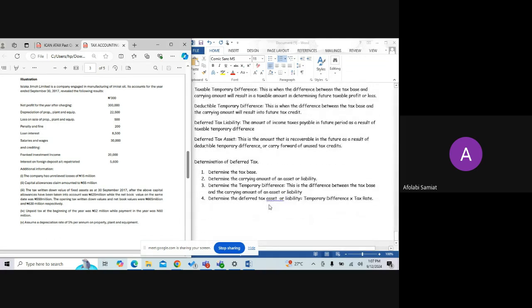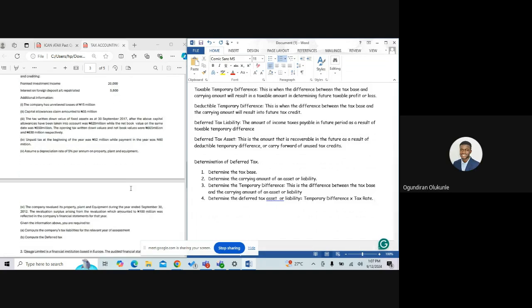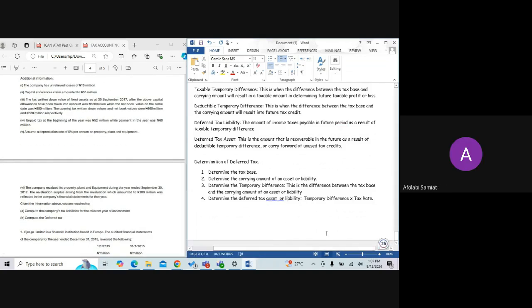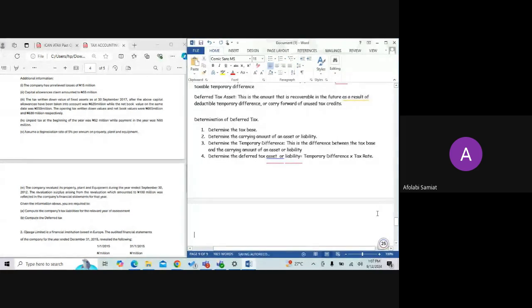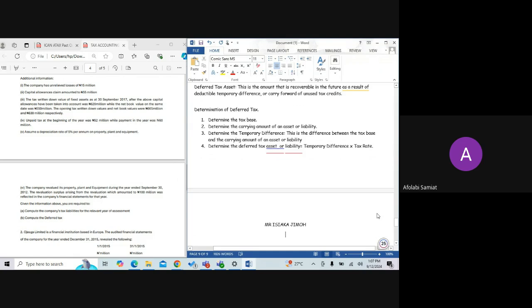Is that the question? That's what I have. Yeah, please go ahead. Okay. The company revalued its property, plant, and equipment during the year ended September 30th, 2012. The revaluation surplus arising from the revaluation was reflected in the company's financial statement for the year. Given the information above, you are required to: A. Compute the company tax liability for the relevant year of assessment. B. Compute the deferred tax.